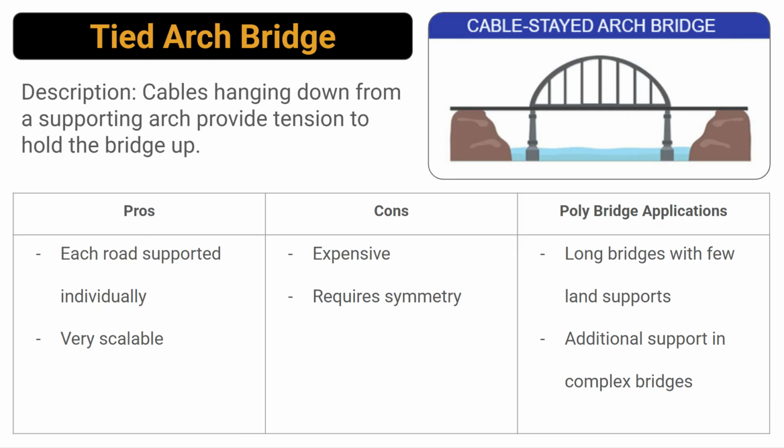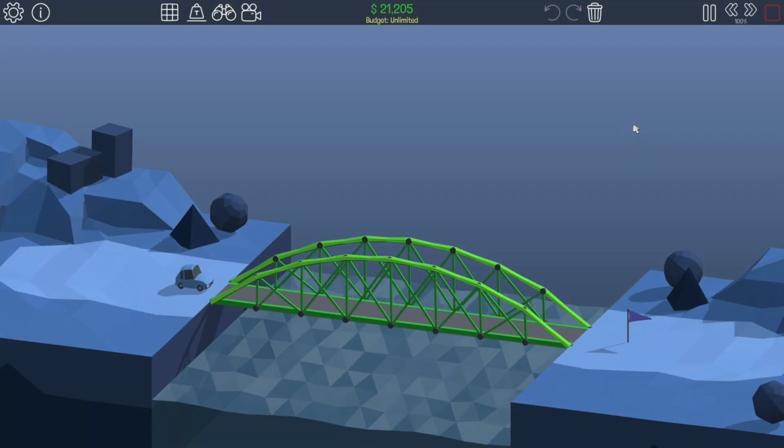This design also supports each piece of road individually, making it one of the most scalable bridges given a large enough budget. These will most commonly be seen for longer bridges or as pieces of more complex bridges. Here, I will show a basic tied arch bridge.